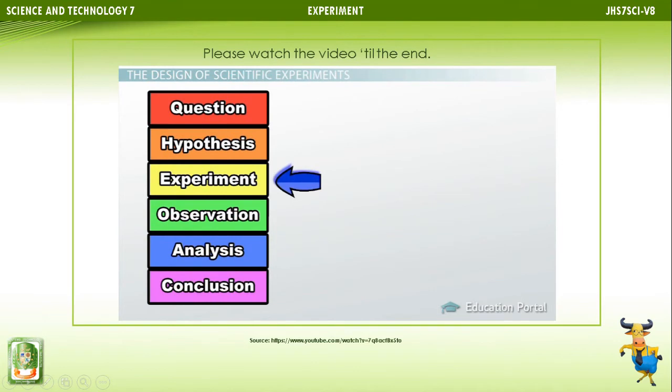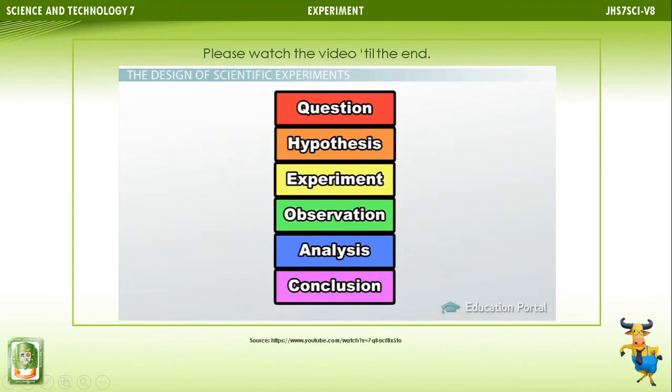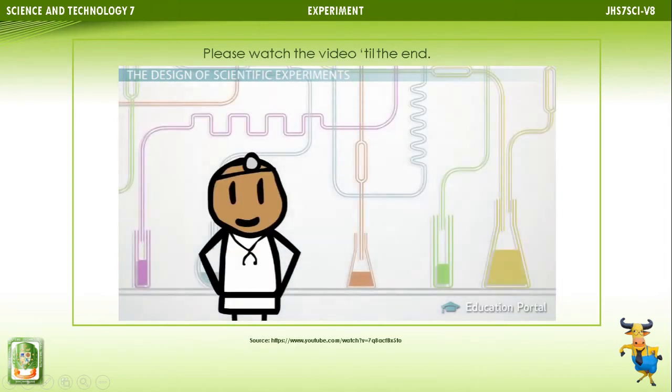Experiments, remember, are one of the key components of the scientific method, which is a set of procedures that scientists follow to gain knowledge about the world. Other components of the scientific method are questions, hypotheses, observations, analyses, and conclusions. While experiments are only one part of a scientific investigation, they end up being accountable to the other elements. In this lesson, we'll see what goes into making a valuable experiment and learn how scientists design useful investigations.